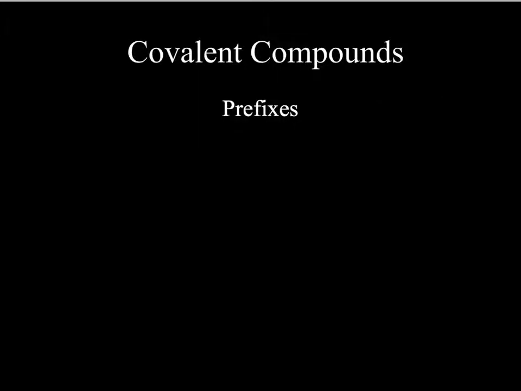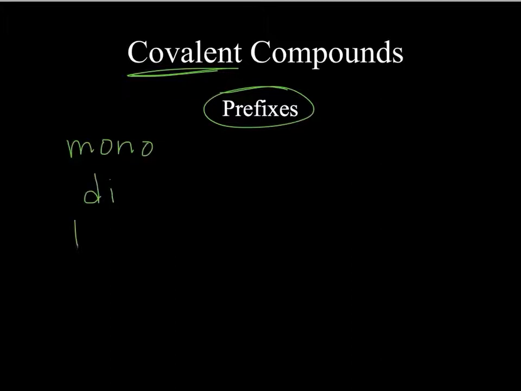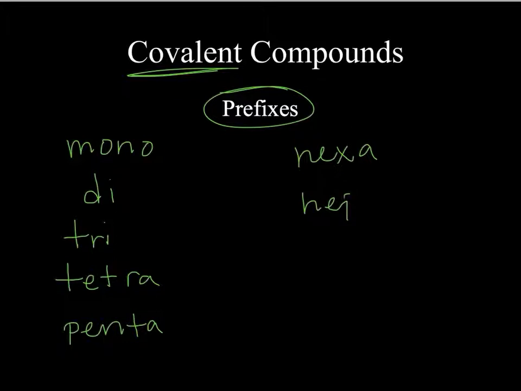So when naming compounds, and you identify your compound as being covalent or having two nonmetals in it, you're going to use prefixes. Our prefixes that we use are, for 1, we're going to use mono, 2, di, 3, tri, 4 is tetra, 5 is penta, 6 is hexa, 7 hepta, 8 octa, 9 nona, and 10 deca.